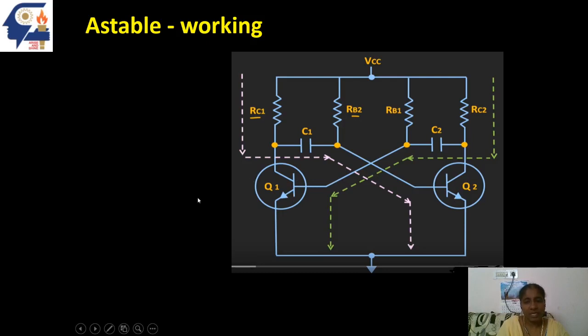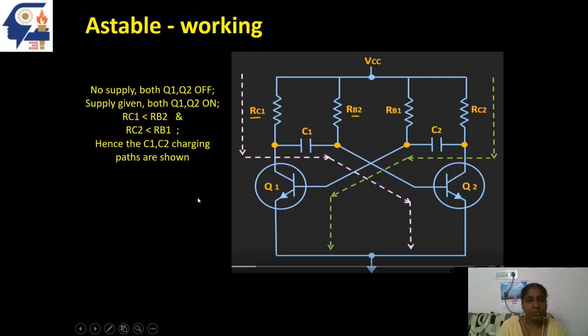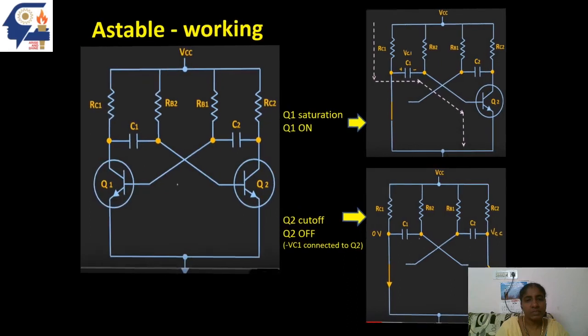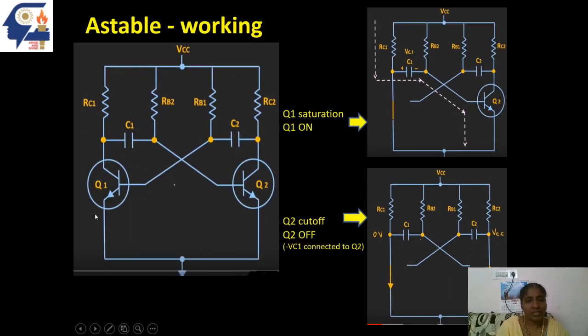So for convenience, let us assume Q1 transistor is in on state and Q2 transistor is in off state in the beginning. Based on this, we have assumed Q1 transistor in on state, so it acts as a short circuit. It is operating in the saturation region. We assumed Q2 transistor in off state, so it will be open circuited, it is acting in the cutoff region.